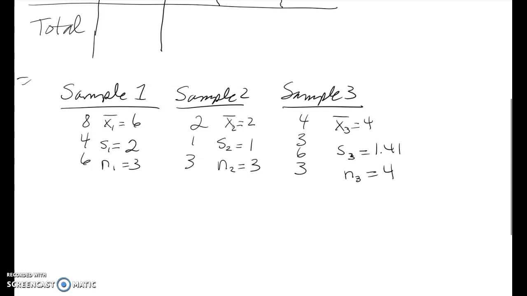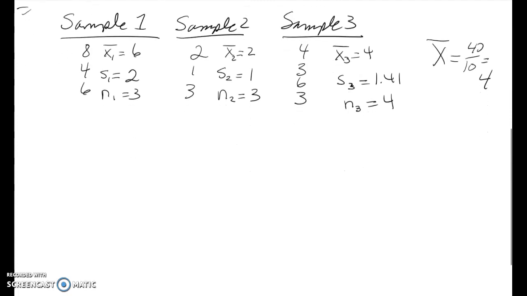The last piece of information you always need is X bar. This X bar is the mean of all, in this case, 10 pieces of data. Since there's only 10, we can add them up and divide by 10. I showed you in one of the previous videos how to get a weighted average based on different sample sizes, so you can go back and check that out. But the mean for this one is the mean of 8, 4, 6, 2, 1, 3, 4, 3, 6, 3. It comes out to 40 divided by 4. So it is, I'm sorry, 40 divided by 10, not 4. So it's 4. So here's the data we're going to work with.